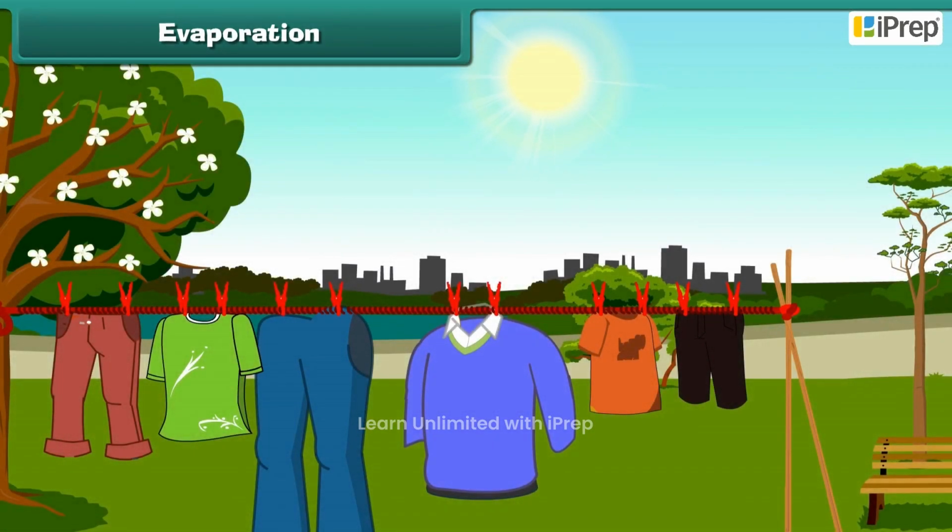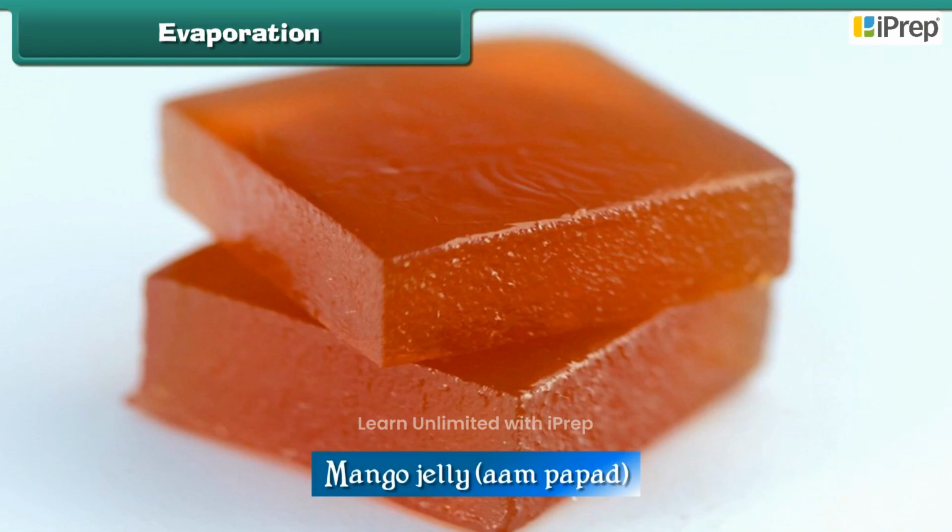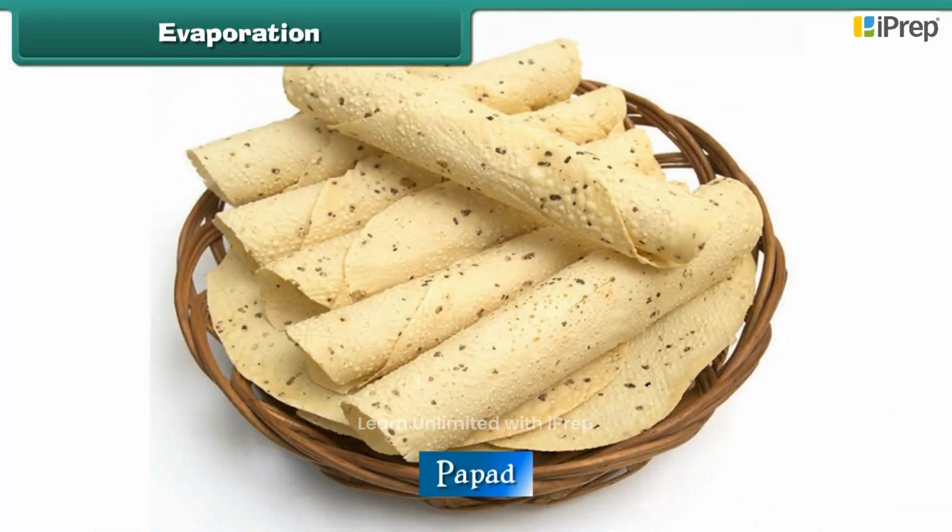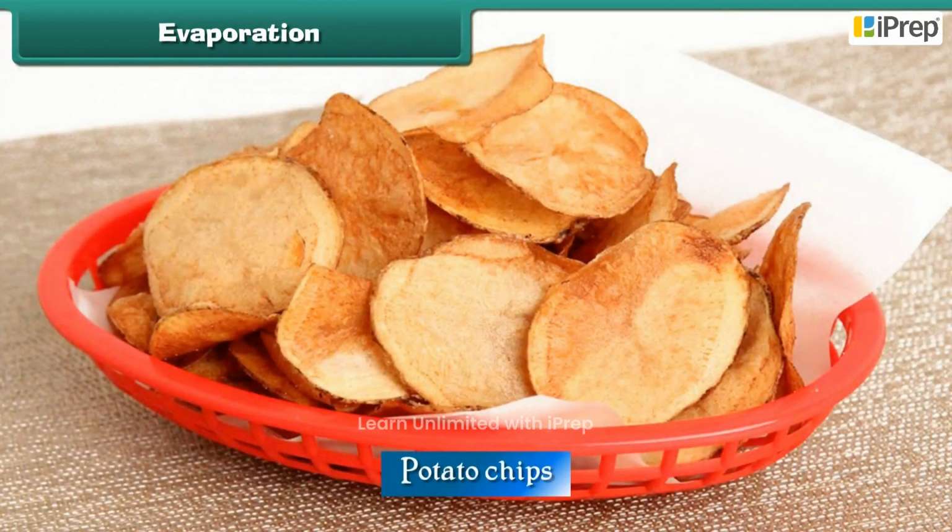Evaporation. When you keep a wet cloth in the sun, it dries faster than the same wet cloth kept under shade. Eatables like mango jelly, papad, badis and potato chips are made by keeping them in the sun.